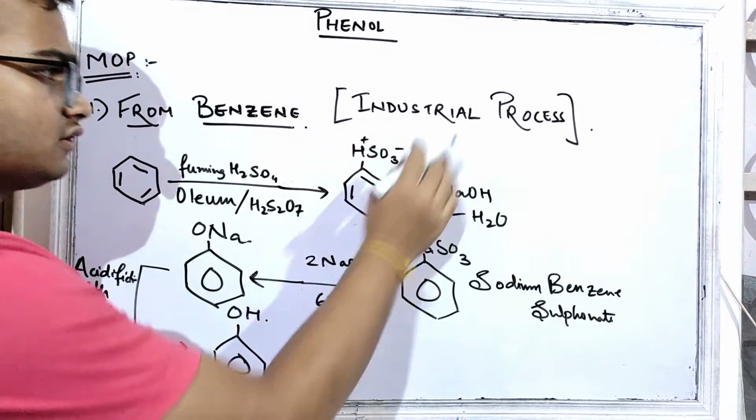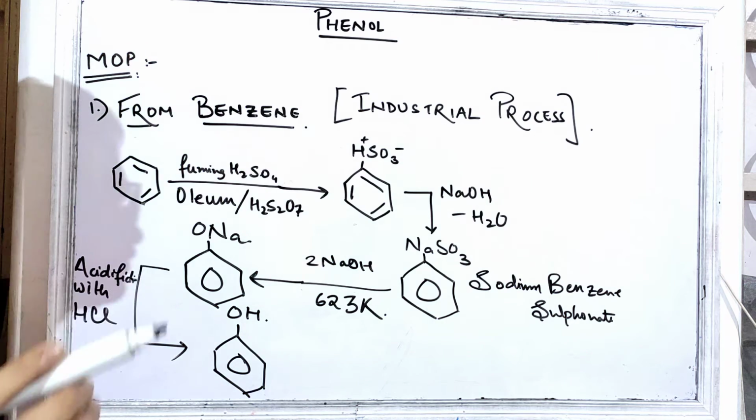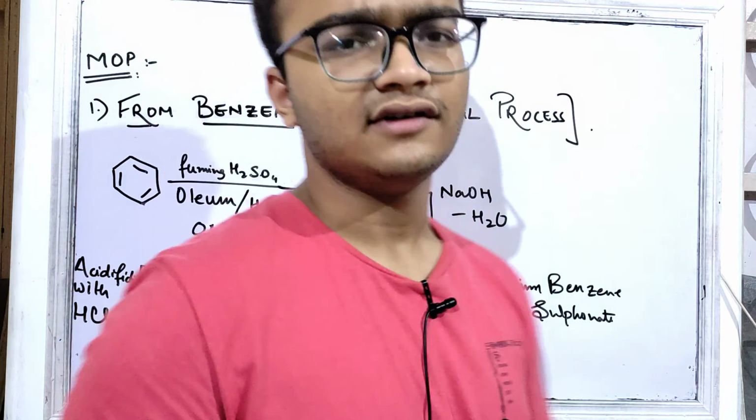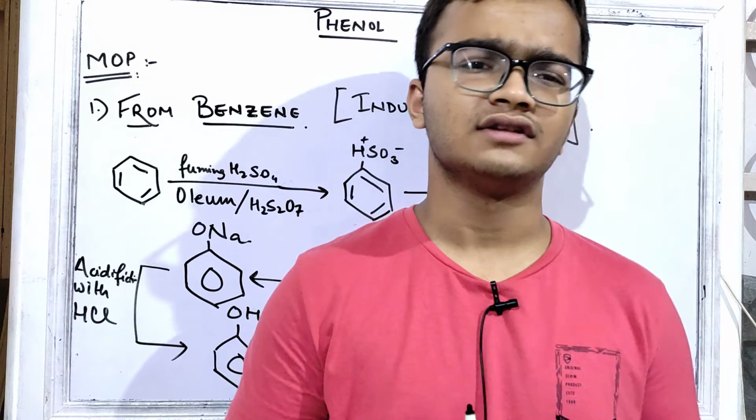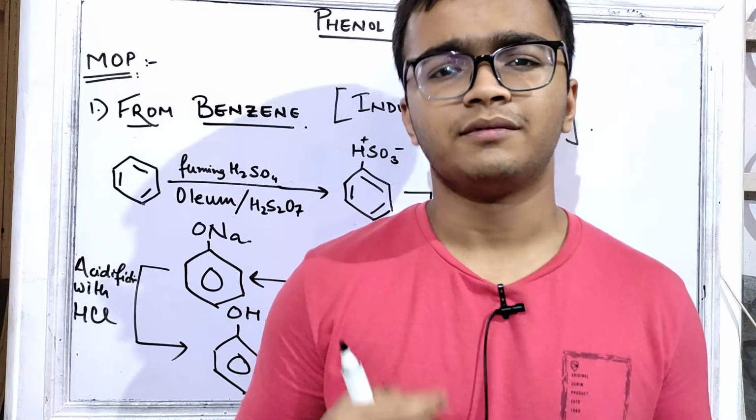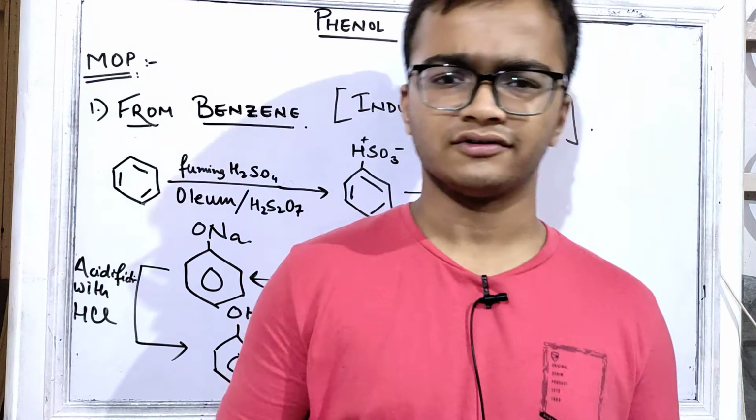Now this is also an industrial process, but the main industrial process is from haloarene, which is the Dow process. So copy it up to this much. After this we will see another process where you prepare phenol by the diazotization process. So copy it.